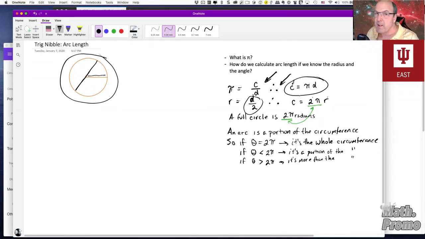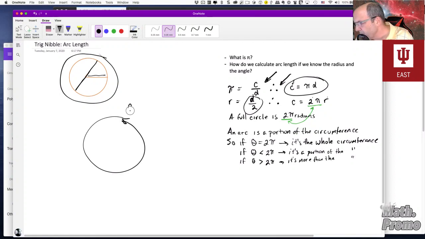I used to prefer degrees in high school, but I actually like radians more now. In radians, if you go all the way around a circle, it's 2 pi. Notice the 2 pi here and the 2 pi there. Keep those in common and think about it.